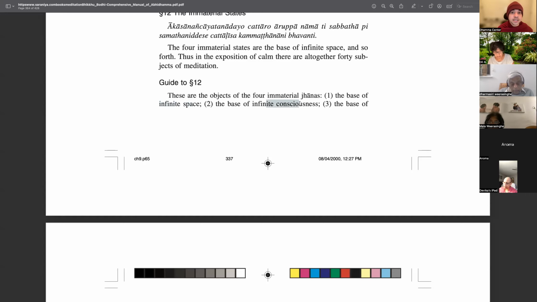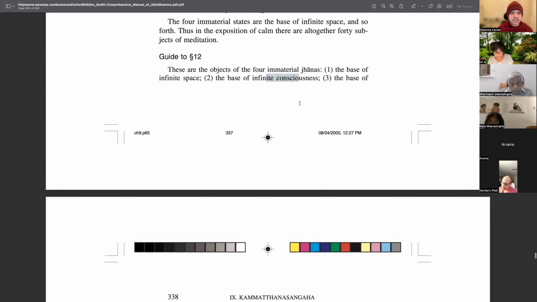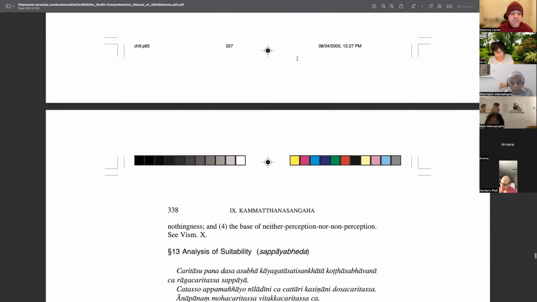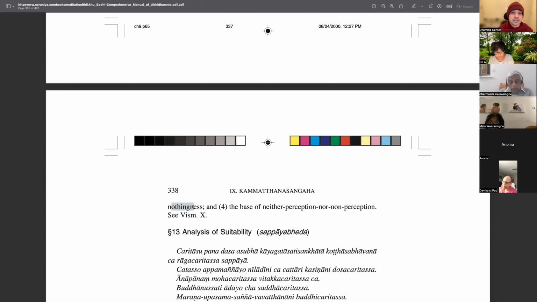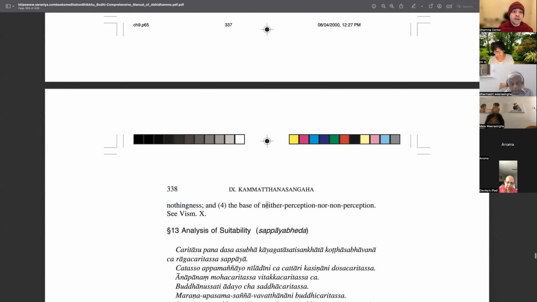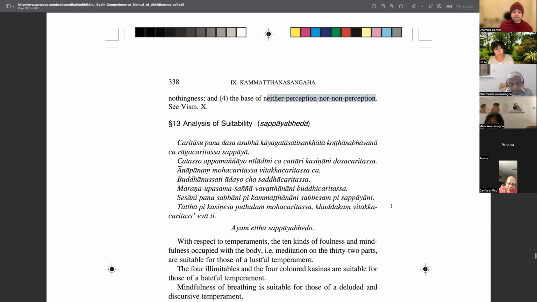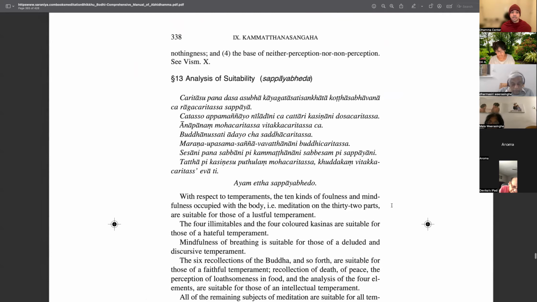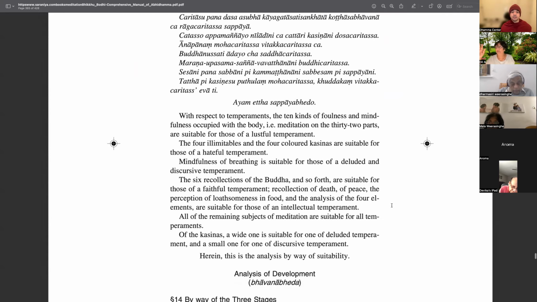Consciousness also has its limitations, no? We take away that sense of infinite consciousness. Now what do we have there? Nothingness. How do we know nothingness? We go deeper. Then we go into that which perceives neither perception nor non-perception. Right? Now, analysis of suitability.